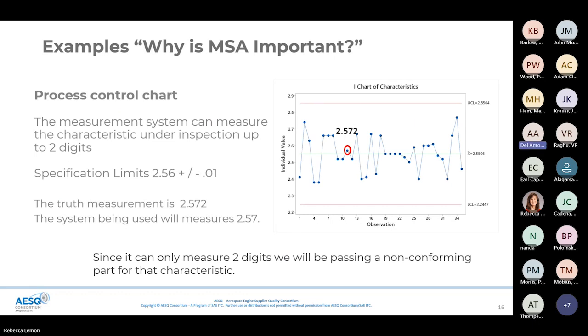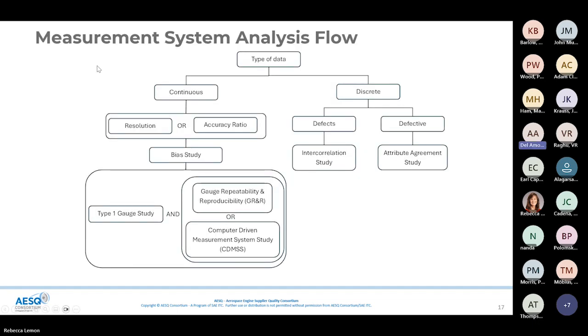So, process control: we can use the measurement system to measure, for example, a characteristic. But we have this example later. Can you go to the next slide too, please? Okay. So let's look at the MSA flow before we go to that next example.